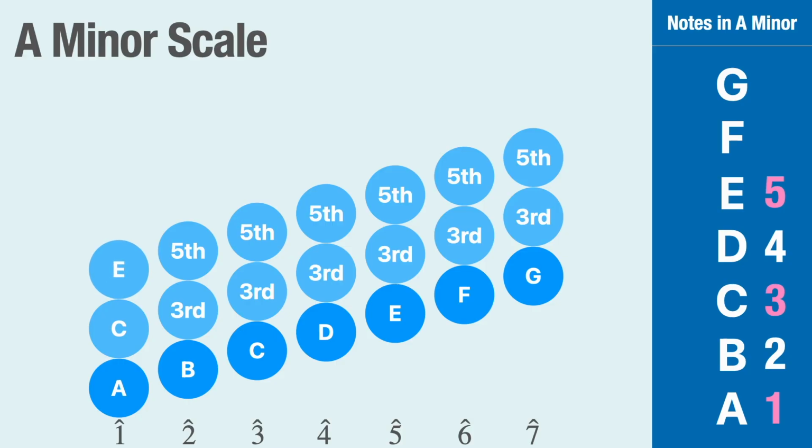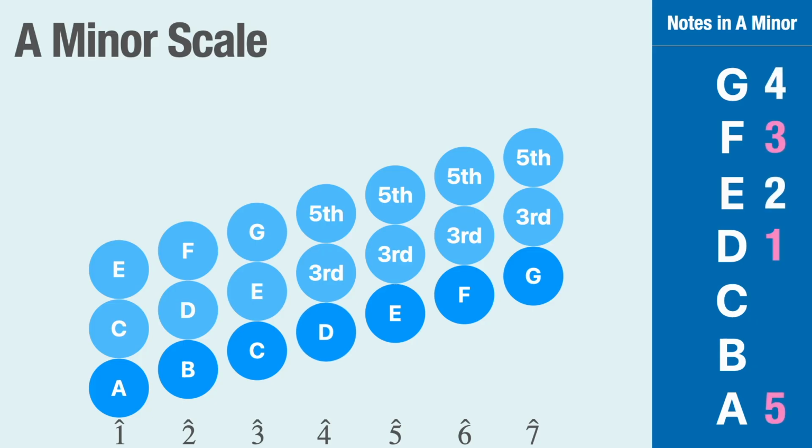Scale degree 2 is B. A third and fifth above are D and F. Scale degree 3 is C. A third and fifth above are E and G. Scale degree 4 is D. A third and fifth above are F and A.